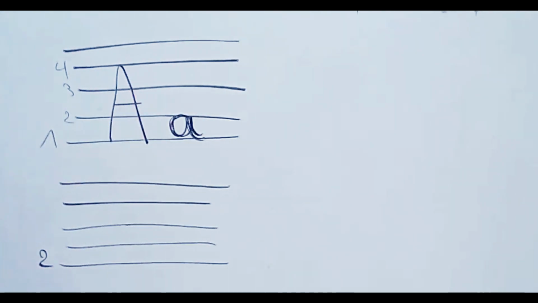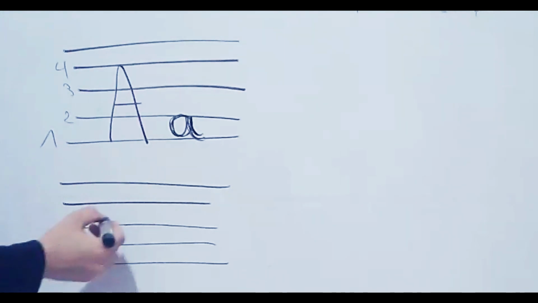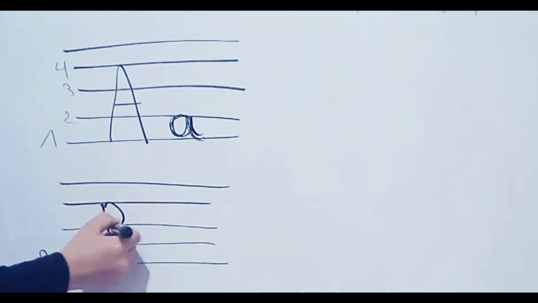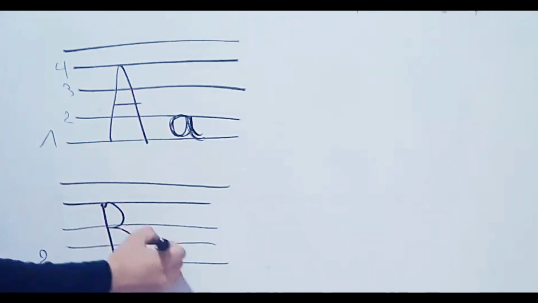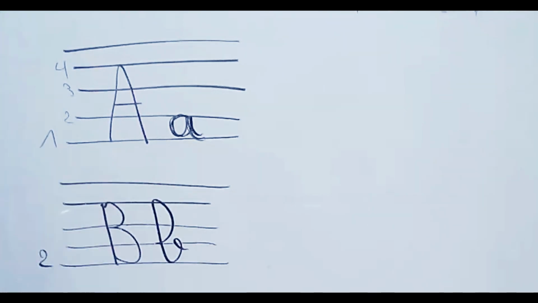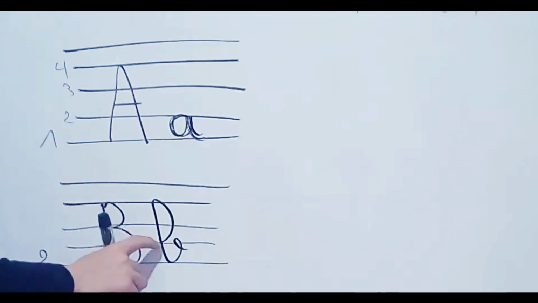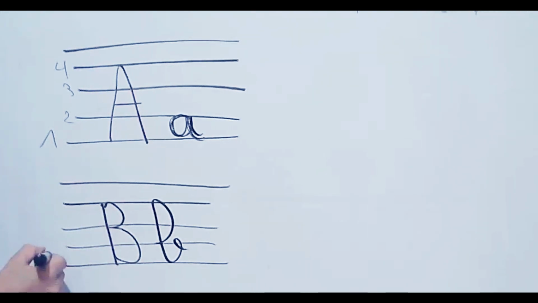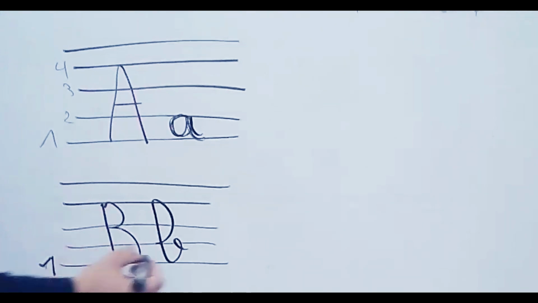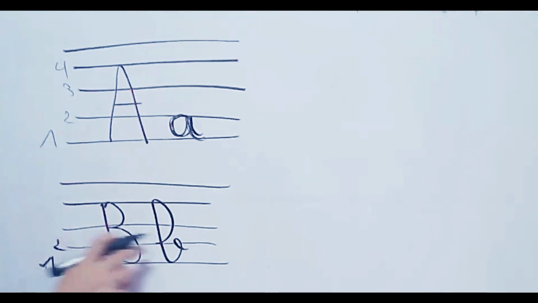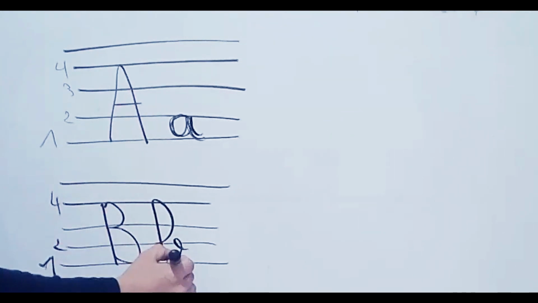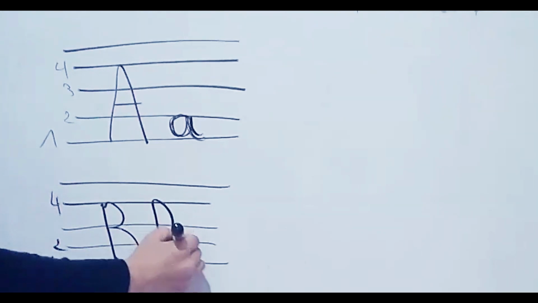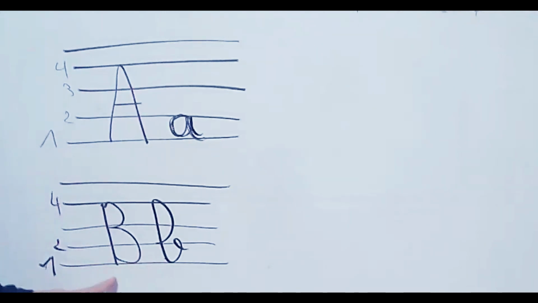Let's go to letter B. Capital letter B, like this. The small letter B, like this. From the second line, this is number 1. So, from the second line to the fourth one, and then to the first one again, down to the first one, and then to the second one. This is capital letter B, small letter B.